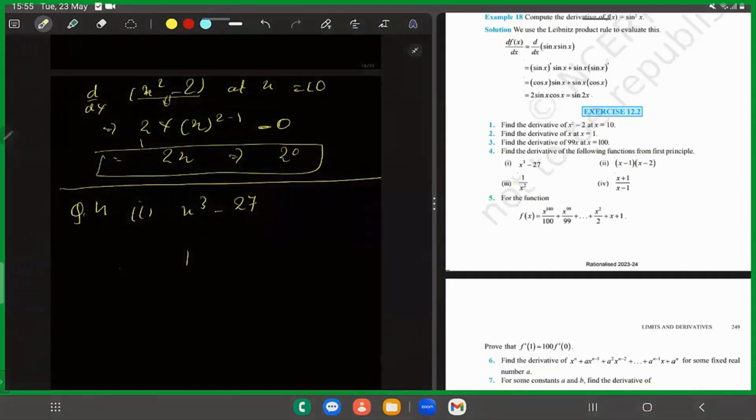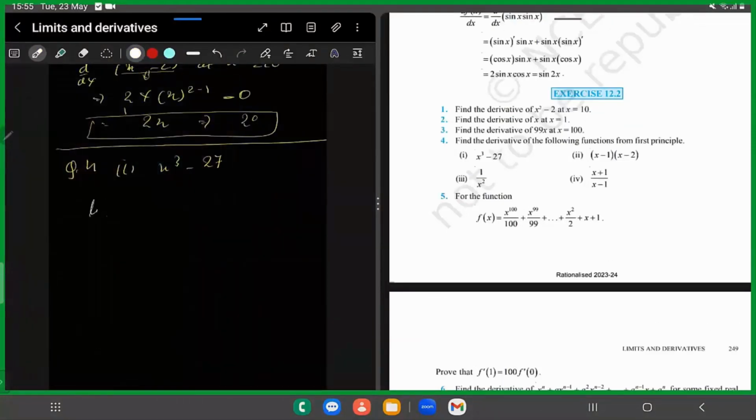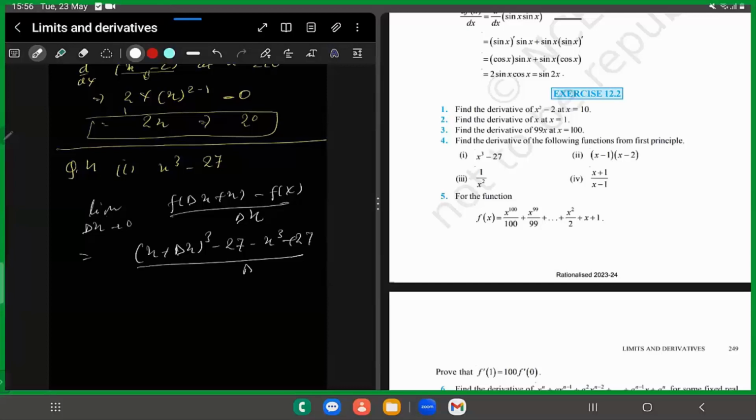Okay, so by first principle we will have limit delta x tending to 0 of f of x plus delta x minus f of x by delta x. If we simply put the values here, then we'll get (x plus delta x) whole cube minus 27 minus x cube plus 27 by delta x. Okay, so yeah, this will get cancelled, and we can use the formula of a plus b whole cube here as well.